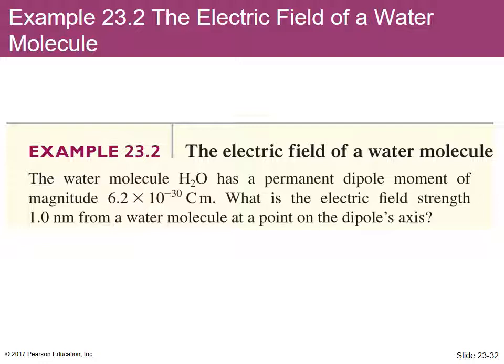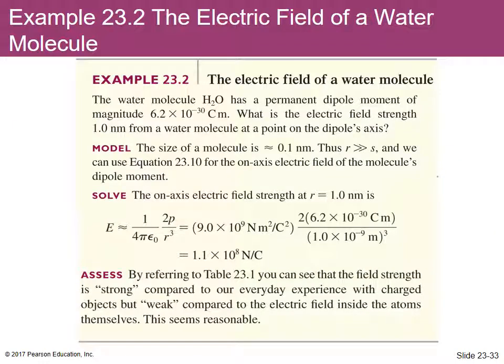The water molecule H2O has a permanent dipole moment of magnitude 6.2 times 10 to the minus 30 coulomb meters. What is the electric field strength 1 nanometer from the water molecule at a point on the dipole's axis? Since r is much greater than s, we can use the on-axis electric field of the molecule's dipole moment. This gives a field strength of 1.1 times 10 to the 8 newtons per coulomb.